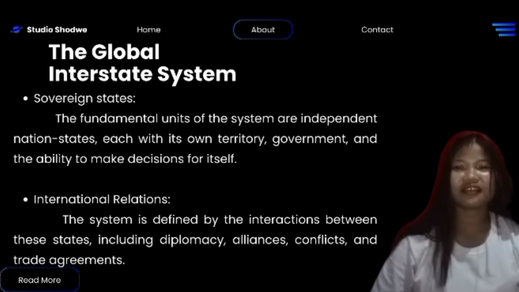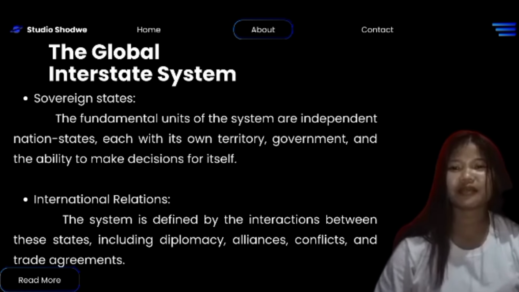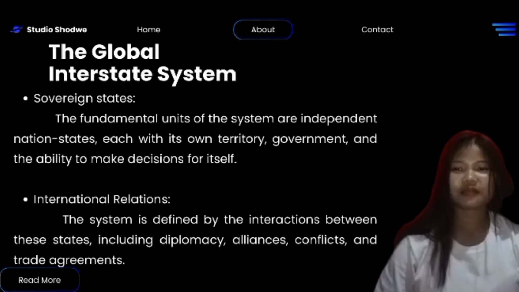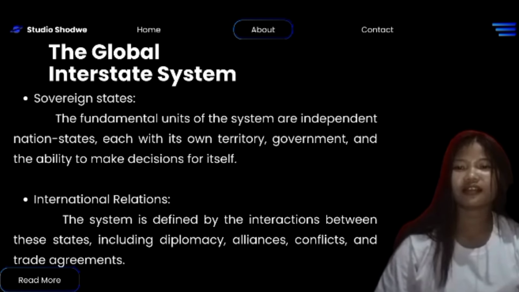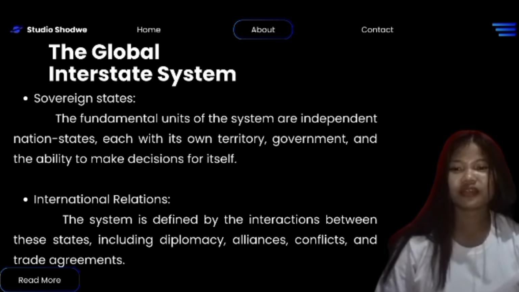What is international relations? The system is defined by the interactions between these states, including diplomacy, alliances, conflicts, and trade arrangements. This explains how countries relate to one another. These relationships can be peaceful and collaborative, like alliances and trade deals, or tense and hostile, like conflicts and war. Example, the North Atlantic Treaty Organization, NATO, is an alliance formed through international relations, while the Russia-Ukraine war is an example of conflict between states.